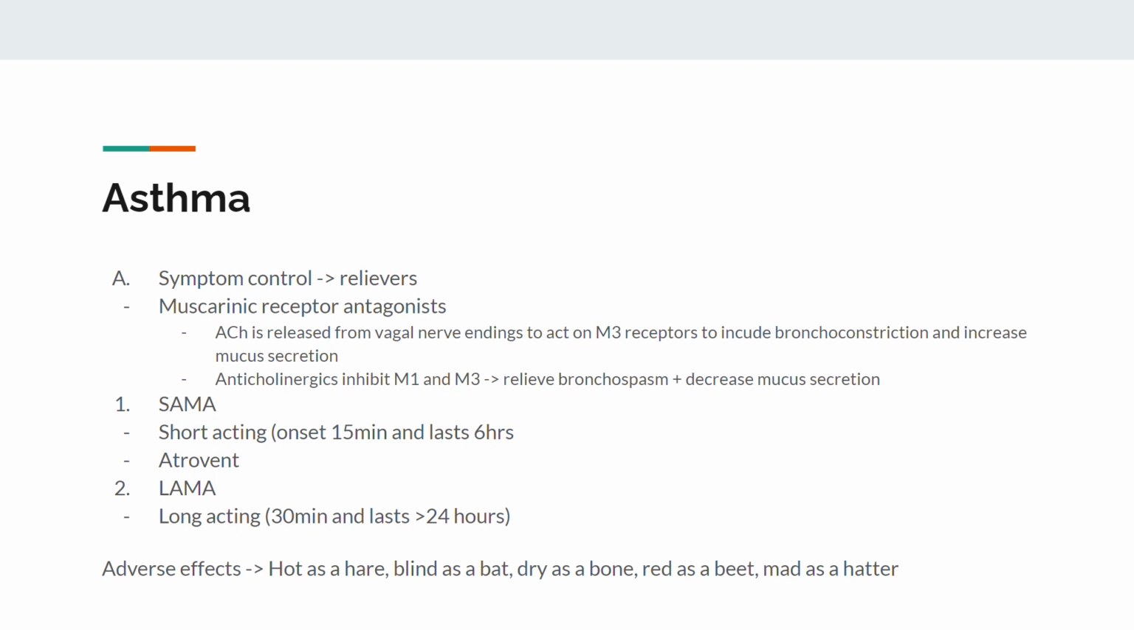And the adverse effects here, I just wanted to flag, are those of anticholinergics. Anytime you have anticholinergics, if you remember, hot as a hare, blind as a bat, dry as a bone, red as a beet, mad as a hatter. Those are some great, pretty high-yield ones to remember.